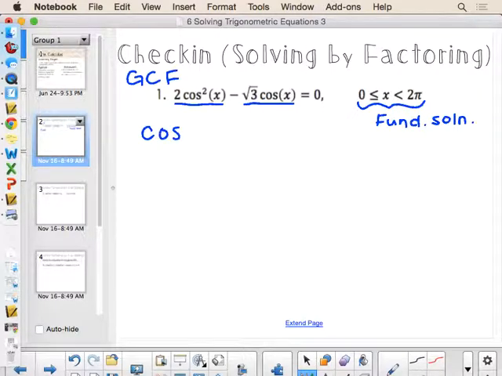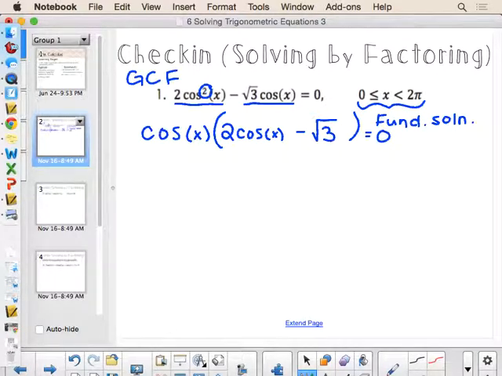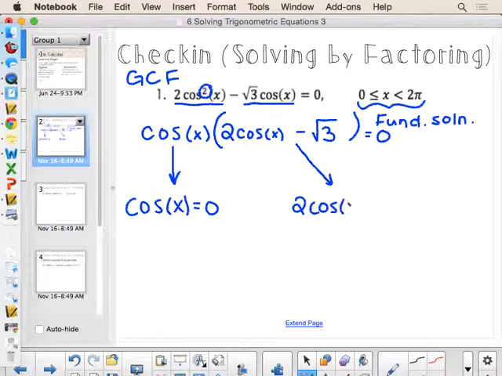So I'm going to pull cosine of x out of both of these 2 terms. When I pull it out of my first term, I'm left with 2 times cosine of x, because notice this first term was being squared, so there were 2 of them. My second term, when I pull out the cosine, I'm only left with minus root 3. When you are solving by factoring, your job is to set both of your factors equal to 0. So the first one I set equal to 0 is cosine of x equals 0. And my second one, 2 cosine of x minus root 3 equals 0.